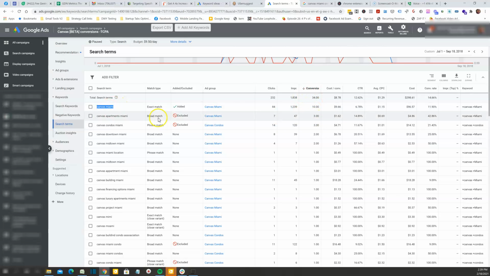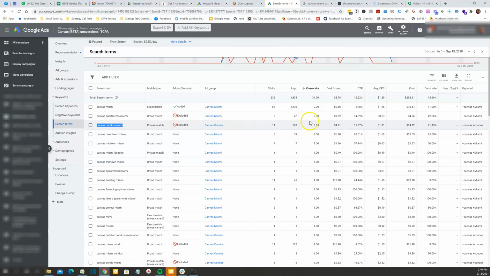Come down here, Canvas Apartments Miami. Might be something we'll look at if we're doing rentals. Rentals in Miami are good, they give you the first month. Canvas Condos Miami, solid term. Now you see these two are excluded. What that typically means is we broke that out into its own campaign because now we know that this is super targeted and it's converting.